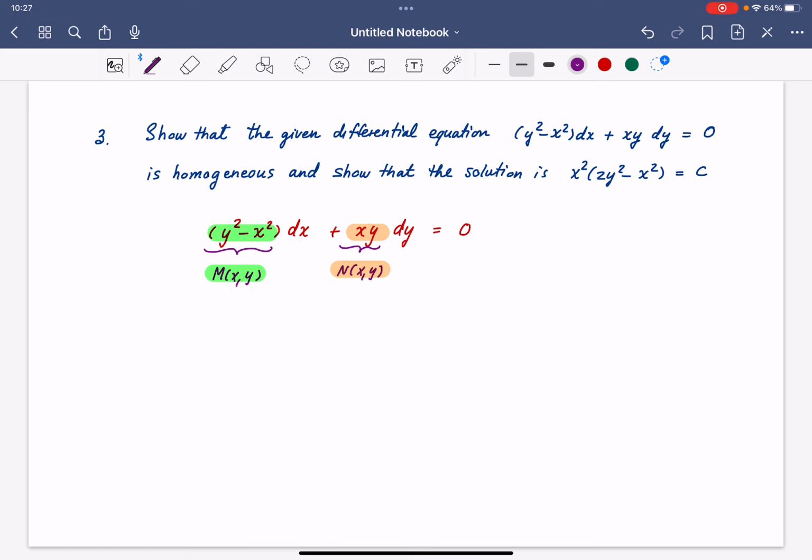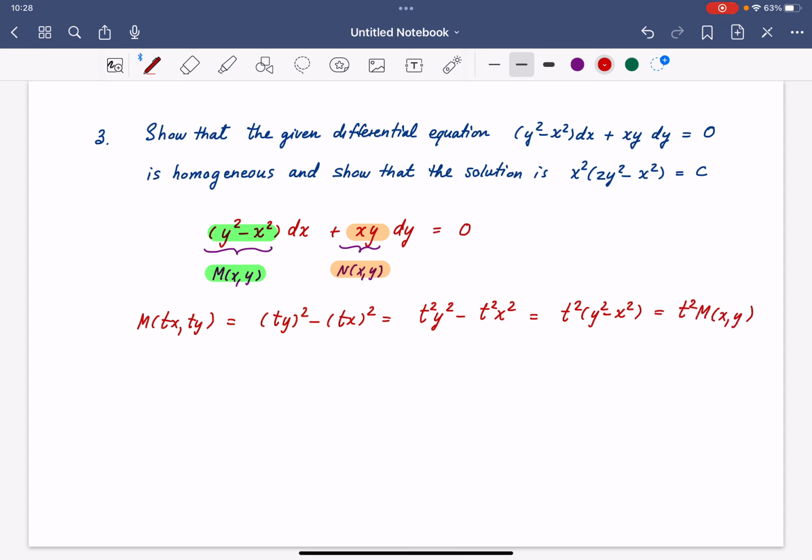And now, first of all, you're going to do M(x,y). You plug in t first, so it's going to be M(tx, ty). So you plug in tx and ty inside the function M. You're going to get (ty)² minus (tx)², equal to t²y² minus t²x². And then now you can pull out t², and you get t²(y² minus x²). So this is actually t² M(x,y).